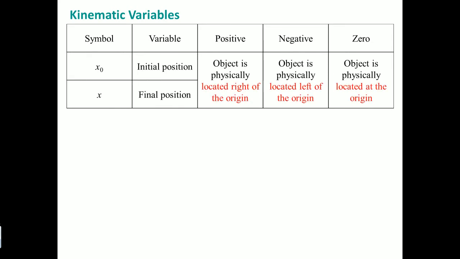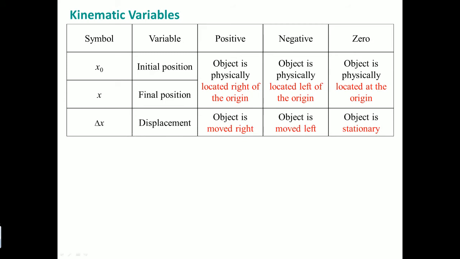What does each kinematics variable represent? If you see x naught, that means initial position. X means final position. If you get a positive value for those, that means the location is to the right of the origin. If it is negative, it means it is to the left of the origin. And if it's located right at the center, it is 0. If you see delta x, that means displacement. If it's positive, it means the object is moving to the right. If it's negative, the object is moving to the left. And if it's 0, the object is stationary.